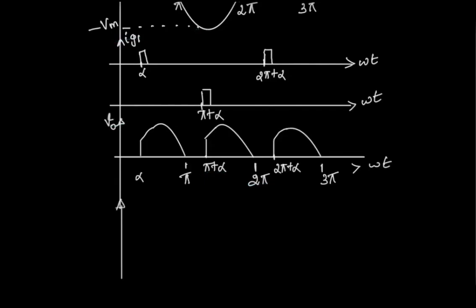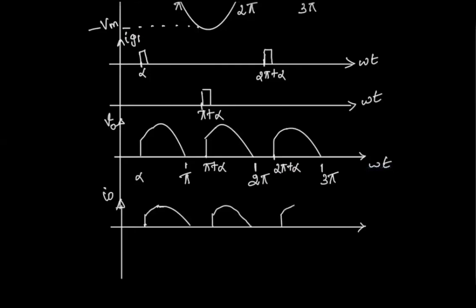Then we can draw the output current waveform. The shape of the output current will be the same as that of the output voltage, because the load is R load, but the magnitude will be different. Its magnitude will be V naught by R. The peak value will be Vm by R.